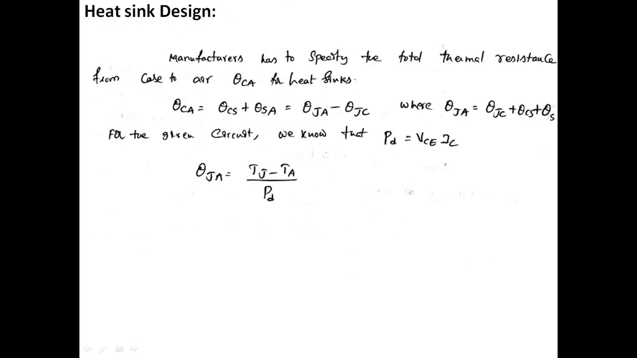Now see this. Manufacturers represent the total thermal resistance from case to air, theta Ca, which is equal to theta Cs plus theta Sa, which is also equal to theta Ja minus theta Jc. And we know the power dissipation for the transistor, Pd, is equal to Vce into Ic. We can calculate its thermal resistance.